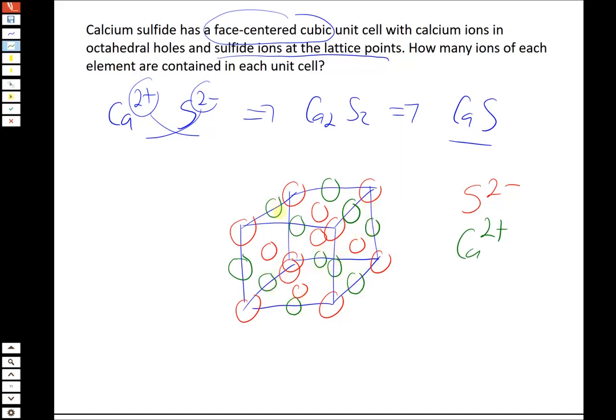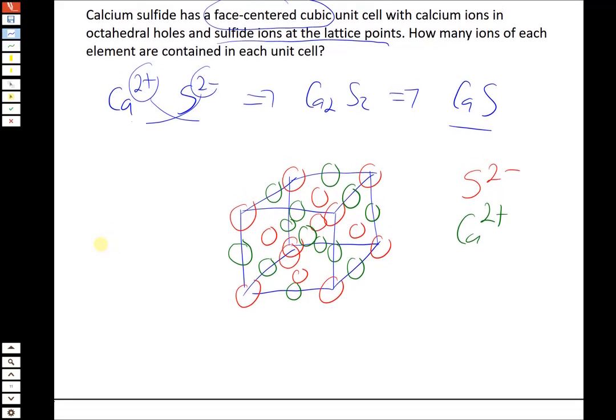Let's see if I got all of them. 1, 2, 3, 4. 1, 2, 3. There should be one more in the back edge there. All 12 edges and then one right in the center. Okay, so again, super crowded, super hard to read when I try to sketch it out in 2 dimensions like this. But the important part here is to count them.